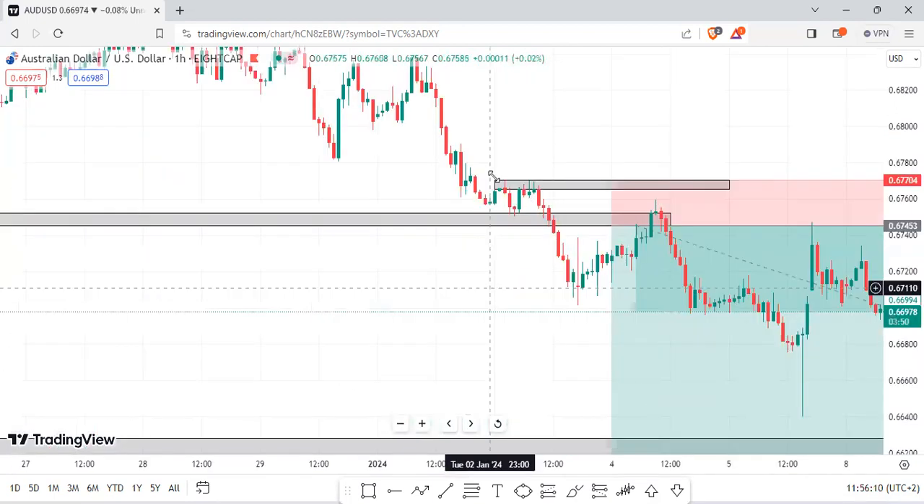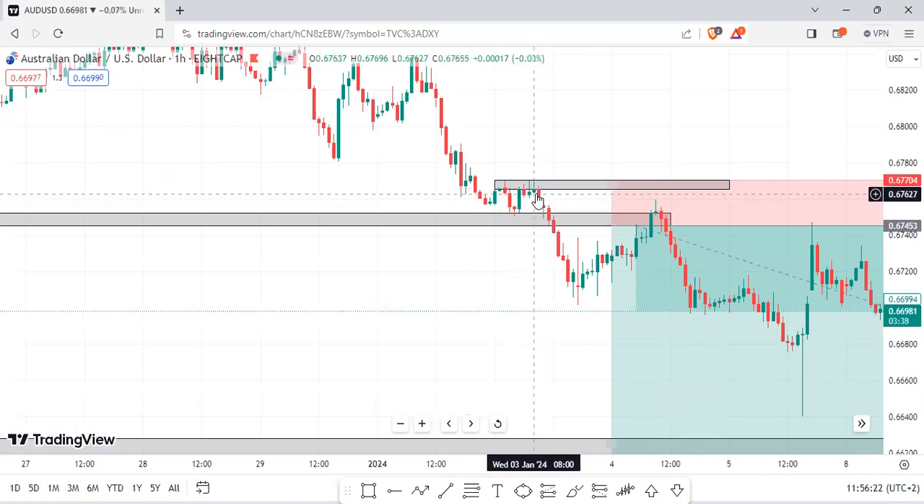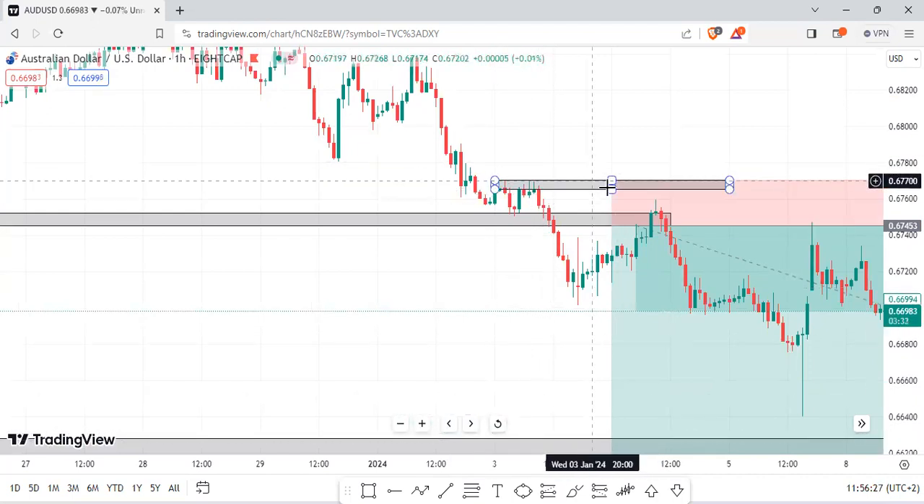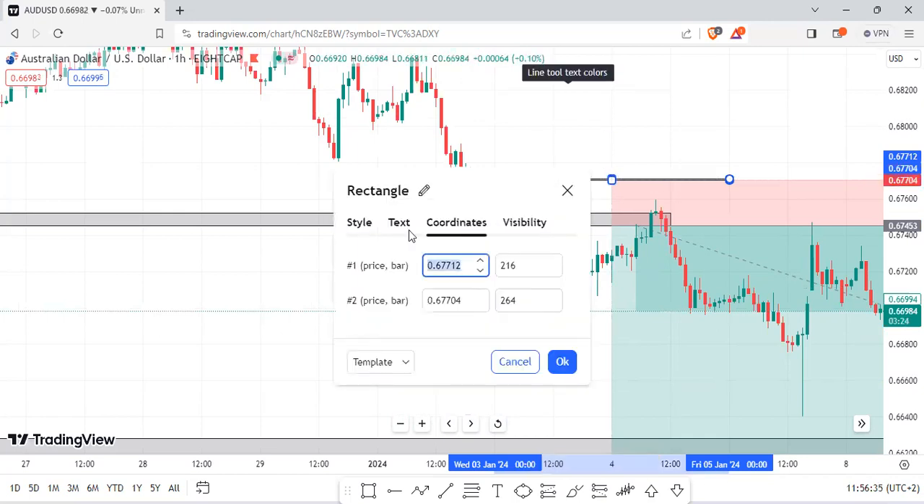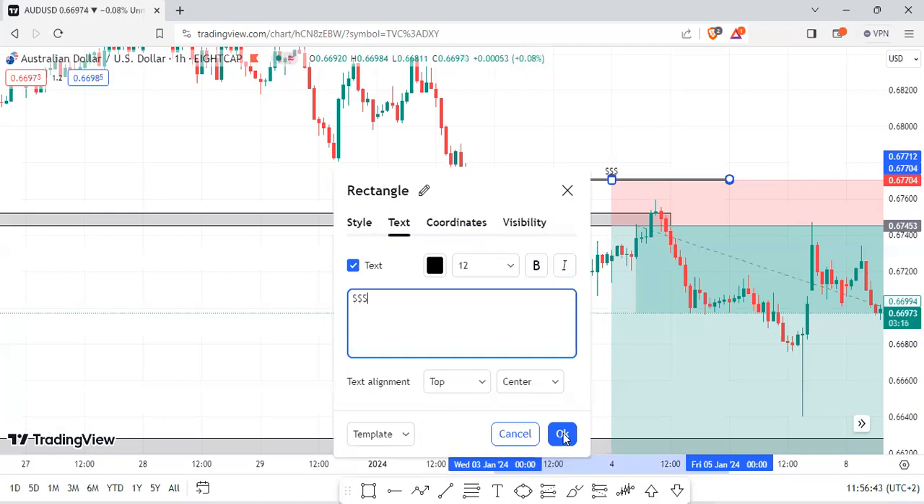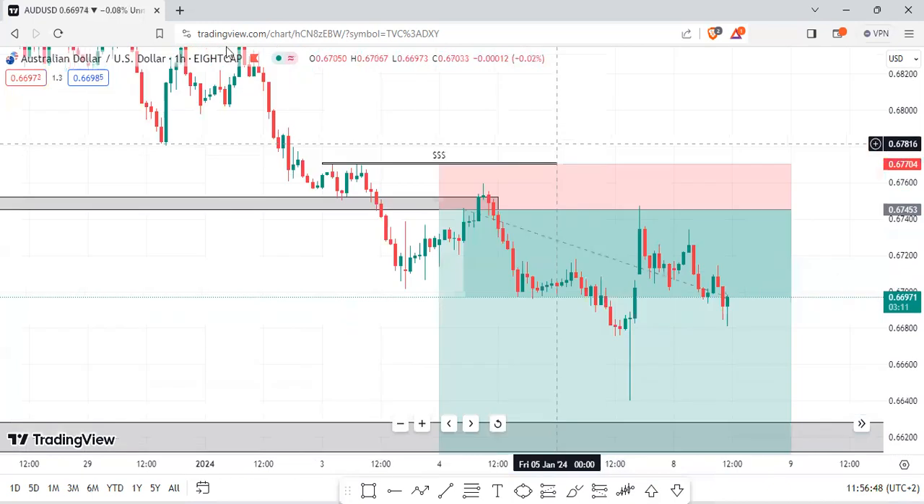Because of this here, some would call it a resistance, some would call it a POI, some would call it this supply zone here. But then I'm just looking at it as liquidity. There's liquidity sitting right above here. There's liquidity right there, sitting right there. That's why I was looking at that.